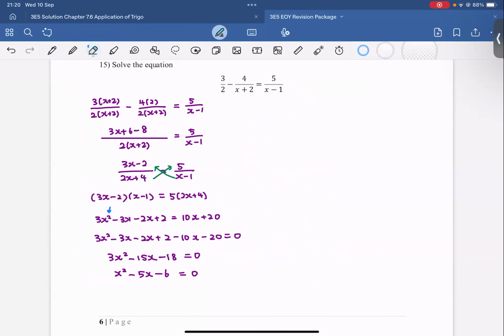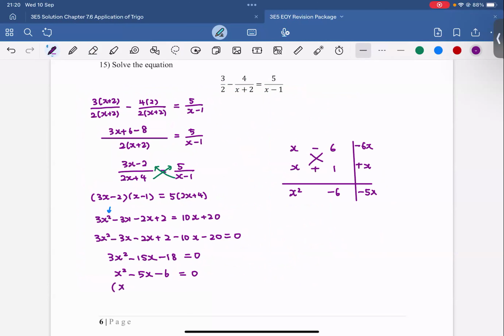In this case, you can factorize. You use your multiplication frame. Your x squared minus 6 minus 5x. If you are not sure, you just want to use quadratic formula, please go ahead. Then 6, 1. So this one becomes 6x. This becomes x. I want minus 5, so this is minus, this is plus. So x minus 6, x plus 1 equals to 0.